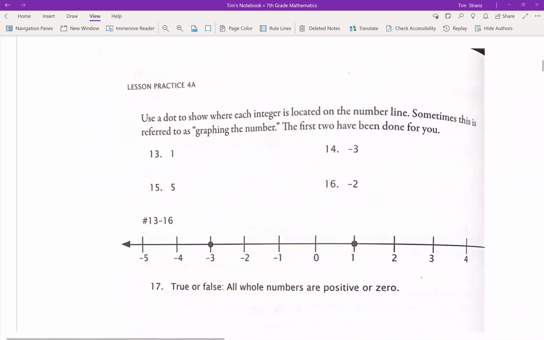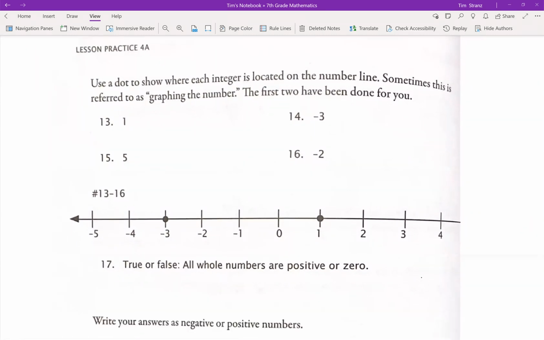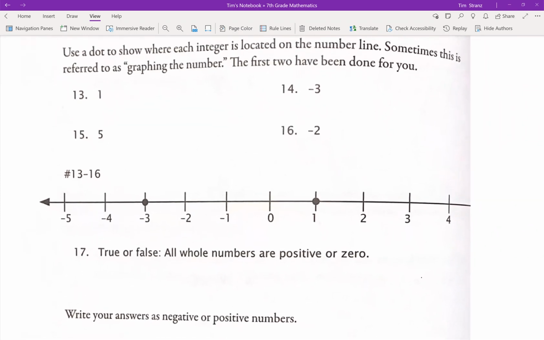Okay, number 13, it says use a dot to show where each integer is located on the number line. Sometimes this is referred to as graphing the number. The first two have been done for you. So then let's go to number 15. We have the number 5. Okay, so you need to plot the number 5. Unfortunately, when I made this copy, I neglected to put number 5 over here. So we're going to say that this is number 5 right here. I'm going to go ahead and plot that number by just filling in a circle. Okay, and then number 16, we got negative 2. So you find negative 2 on the number line, which is right here, and I'm going to fill in that circle.